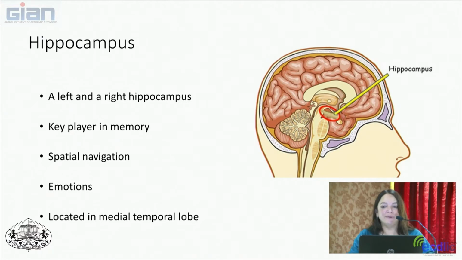Okay, the hippocampus. The hippocampus is that structure that I told you starts in the midbrain and comes out into the temporal lobes. You have two hippocampi, a left and a right. It's a key player in memory and in spatial navigation. It also helps with emotions, and again, it's located partly in the medial temporal lobe.